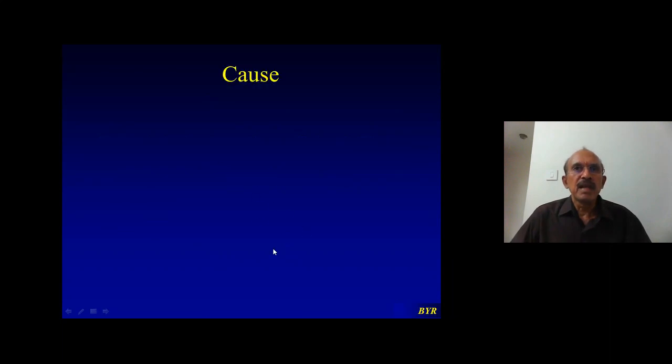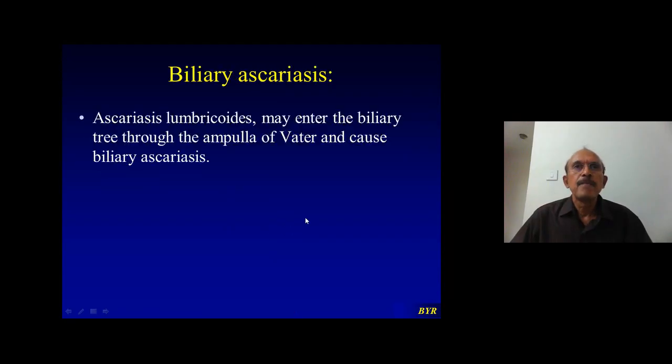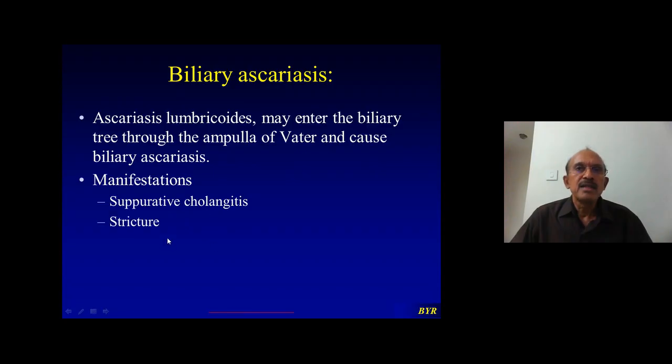Parasitic infestations of the biliary tract. They are due to Ascariasis, Clonorchis sinensis, hydatid disease. Ascaris lumbricoides may enter the biliary tract through the ampulla of Vater and cause biliary ascariasis. Manifestations: suppurative cholangitis, stricture formation.